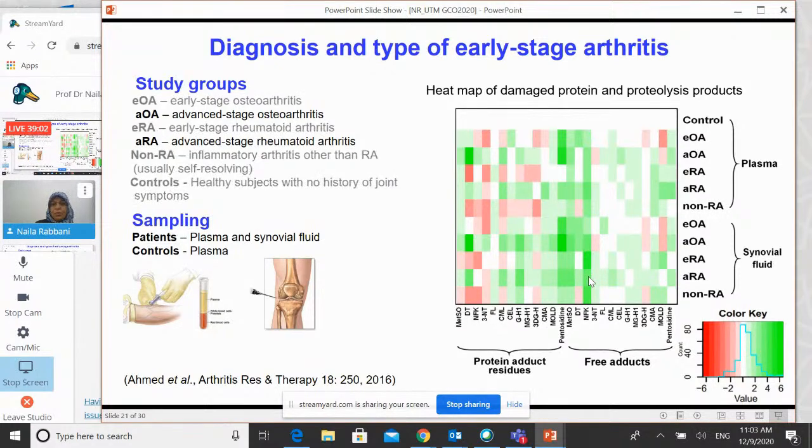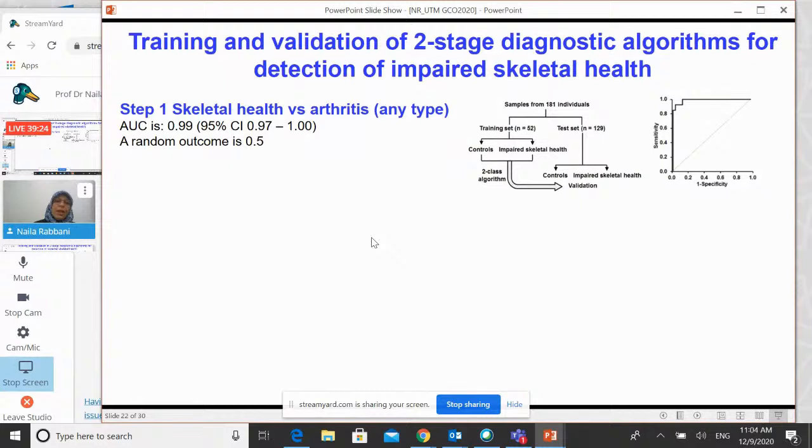So we developed, using the algorithm, only the early OA samples, or protein damage markers from early stage arthritis people, to develop our diagnostic predictive algorithm for who is going to go on to develop which kind of arthritis. So we again trained and validated a two-stage diagnostic algorithm for detection of impaired skeletal health.